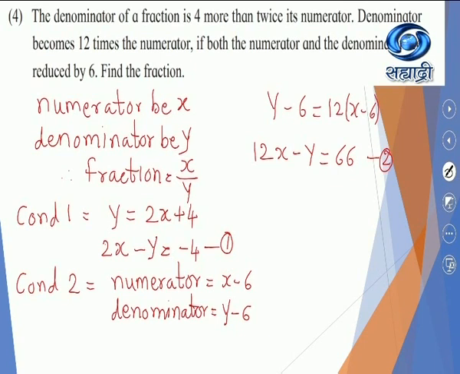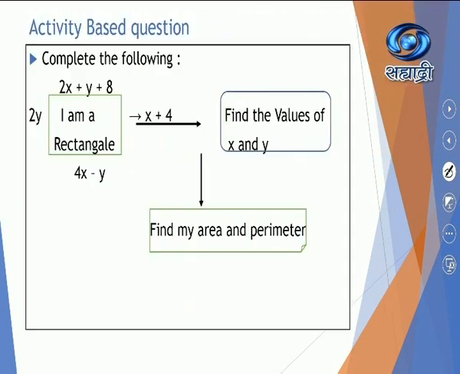You have got equation 1 and equation 2 both. Solve them with any suitable method for you, and finally we get the answer as x is equal to 7 and y is equal to 18. But what is the question? Find the fraction. So the fraction is, don't forget to write the final answer. As I said initially, fraction is 7 upon 18. Okay, so this way you can solve the sums. Let's take one more example, activity-based question.